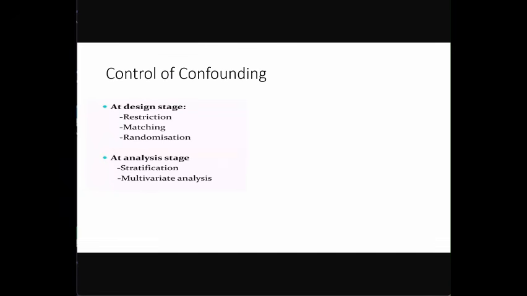Another way is by randomization. Randomization is by chance, so that when we do randomization, it eliminates confounders. It distributes them everywhere. In the control group, you find them. In the intervention group, you find them. It distributes them across the board. So there is no particular order with which they are taken.